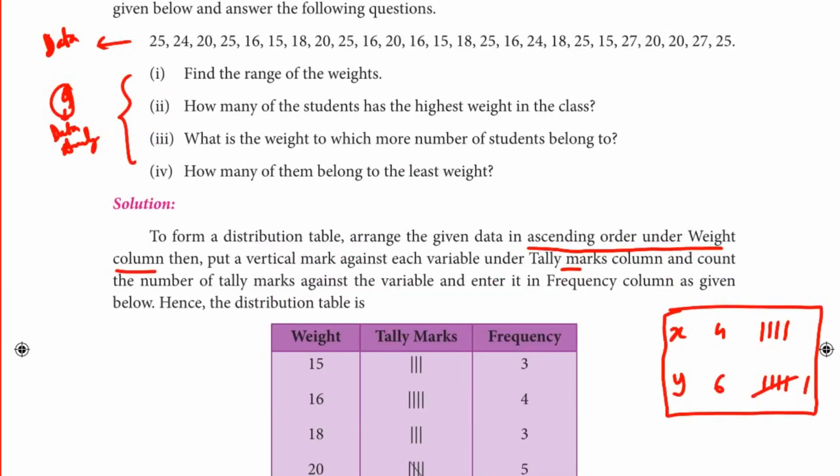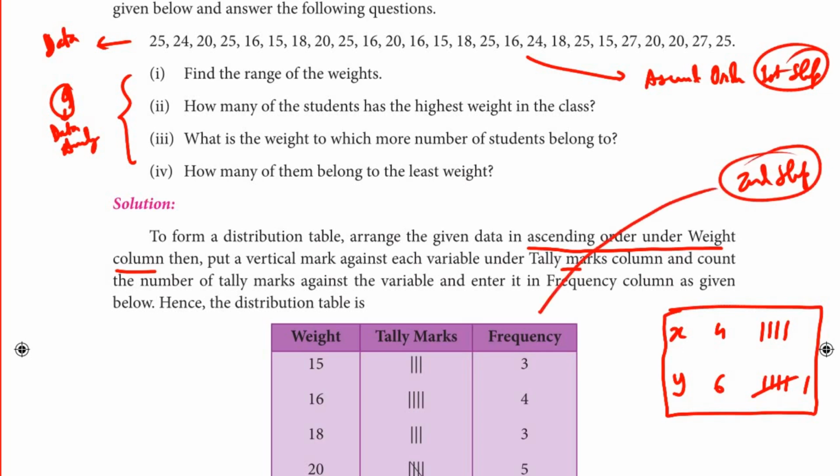So this was our data. What we are going to do is, first, the very first step would have been to write it in ascending order. That's the first step, which is not shown here, and the second step is basically this table. After the first step you will observe something, and what is that? 15, there are so many repetitions. Look how many times 15 is repeated: 1, 2, 3. So 15 is repeated 3 times.